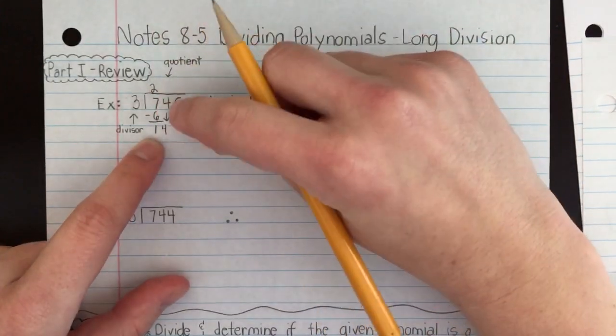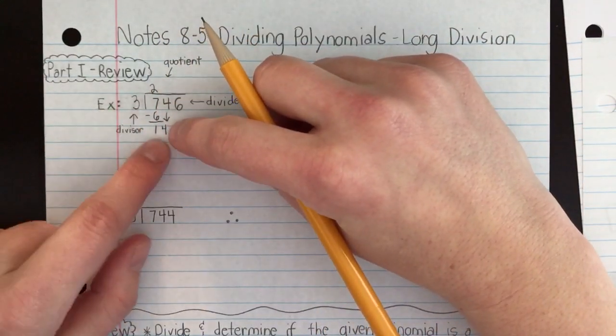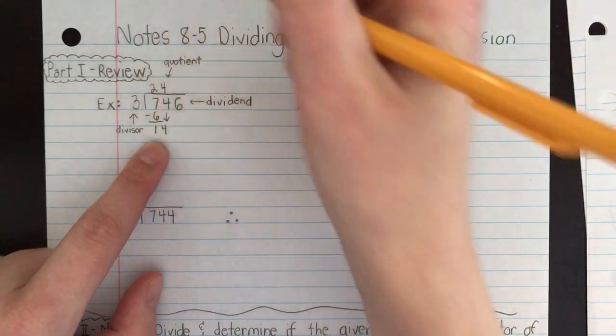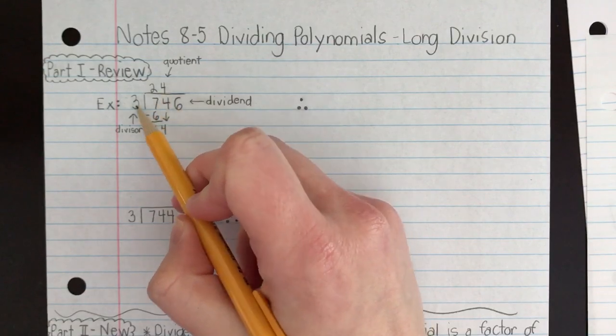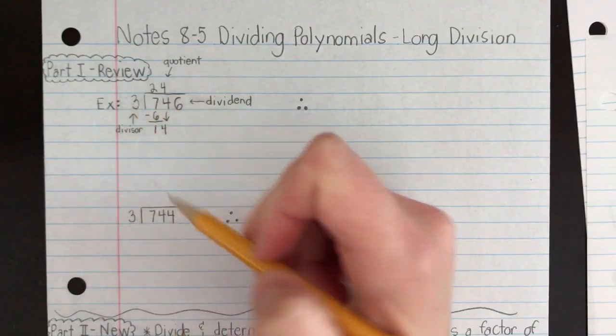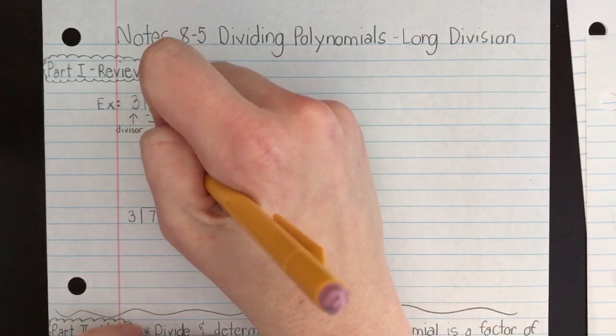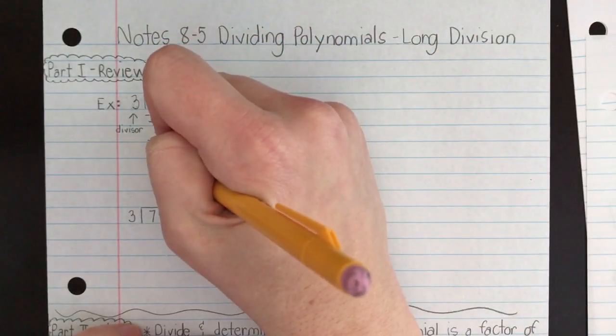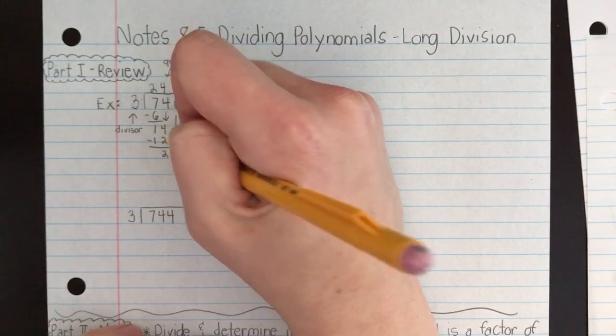So then you repeat that same process again. How many times does 3 go into 14? 3 goes into 14 4 times, and then you say 4 times 3 gives me 12. So I put that number here, and then again I subtract. 14 minus 12 is 2, and then I drag down my final number.